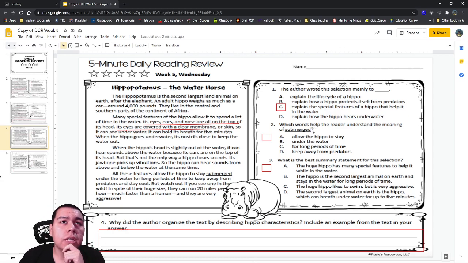We call those context clues. What are the context clues that help us understand what submerged means? So Jaylene, you said you had an idea. What was your idea? What answer choice do you think helps us figure out what submerged means?